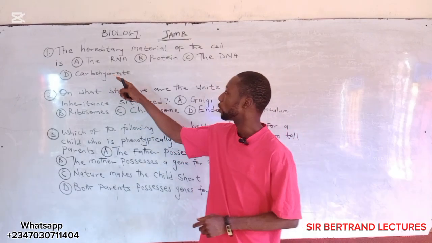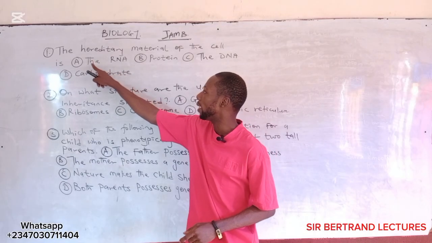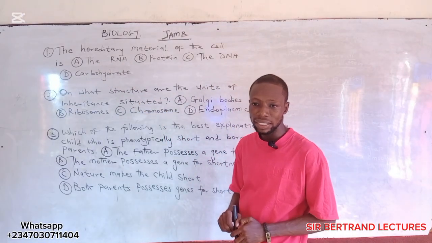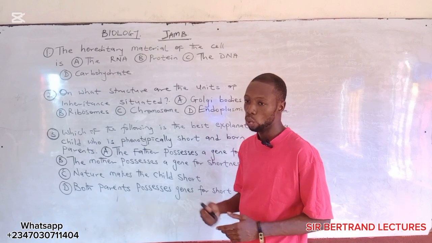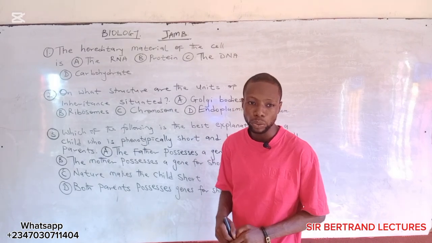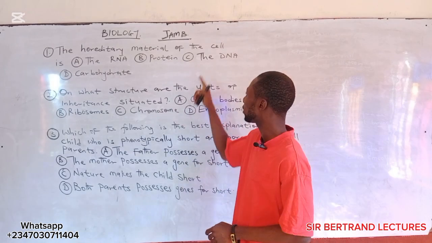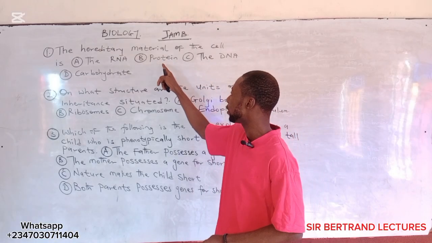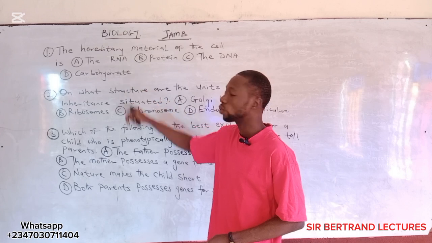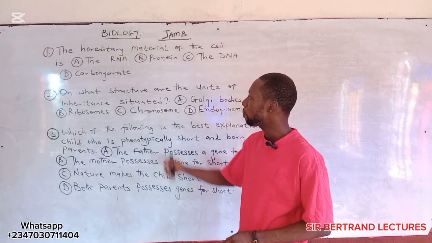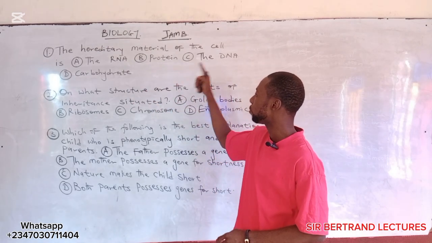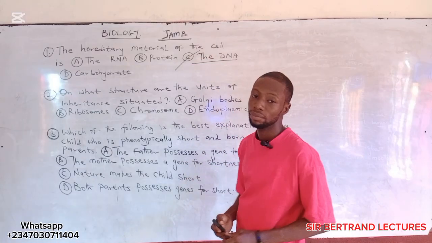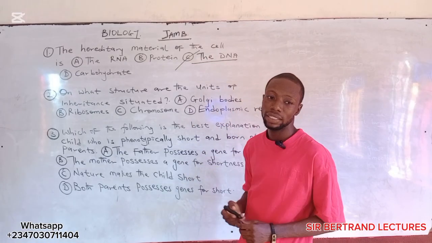Then here in the options, we have option A, the RNA. Do we have the hereditary material in the RNA? No. The major component we have in the nucleus is DNA. Of course, the answer here is not protein, is not carbohydrates. The hereditary material of the cell is located in the DNA. The answer is option C.